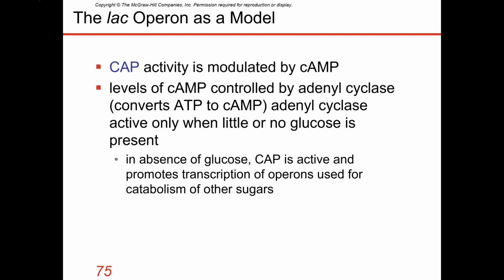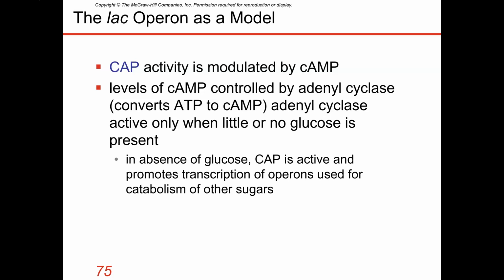So CAP protein is modulated by the amount of cyclic AMP. So cyclic AMP is inversely correlated to the amount of glucose. So cyclic AMP will bind to CAP if it's available, but if cyclic AMP is not available to bind to CAP, then CAP can't bind to that promoter or to that activator region.